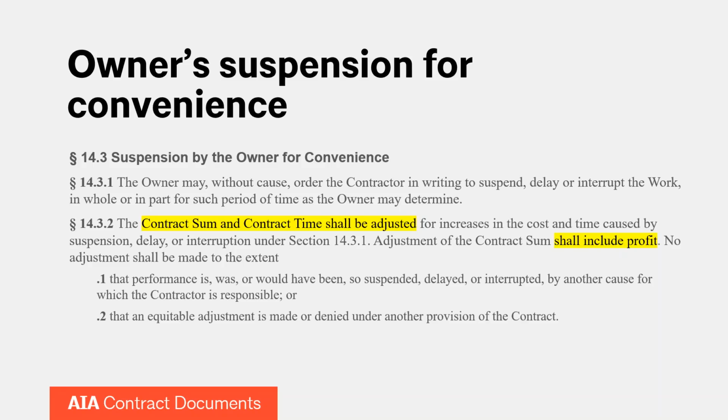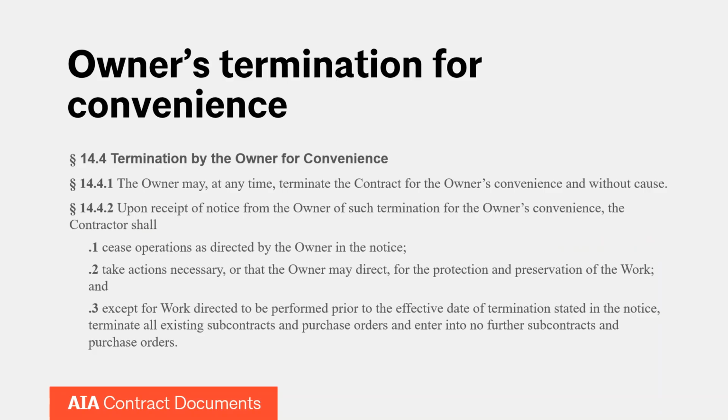Procedurally, the way this would work out is the contractor would communicate with the owner to let them know what those increases in contract time and sum are due to an owner's suspension. And then if the parties agree on those things, go ahead and execute a G701 change order. If the parties can't agree to those things, then the next logical step would be for the contractor to present a claim. And we're going to talk about claims here in just a few moments, so hang on for that.